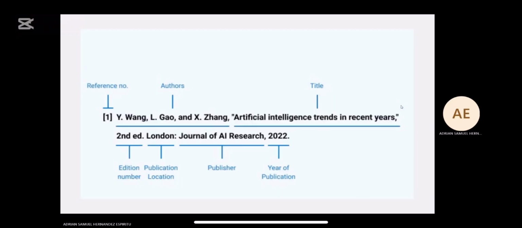So lastly, as a final guide on how to write and cite sources, first off you write the reference number, then next you write the authors, followed by the title, the edition number, the publication location, the publisher, and the year of publication. When there are no authors, or if it's done by a collection of people, an organization, you only put the name of the organization. And if there is no edition number, there's no publication location. In the event of such things as an article or a legal document done by a governing body, you can omit those.